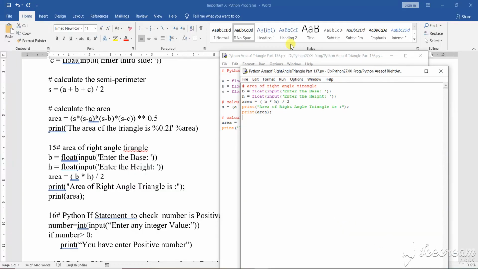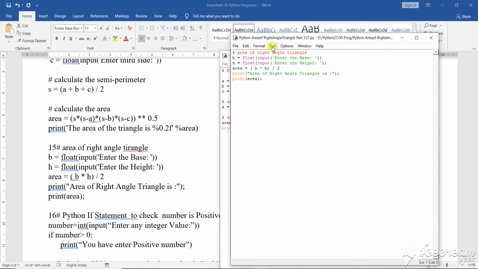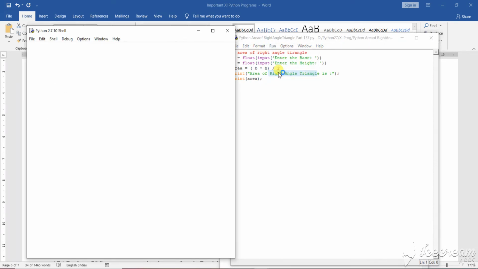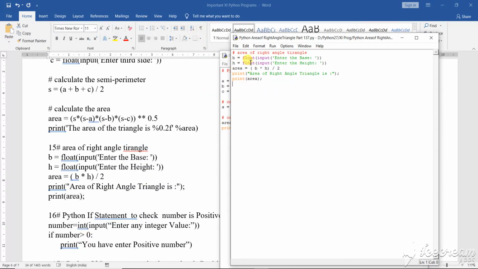Now see here, this right angle triangle. Now if you run this particular thing, what is going to happen? It will ask you for the value: enter the base. Suppose the base I am giving is 6. Okay, the height I am giving, suppose, 12. So the right angle triangle area is 36.0. Why 36.0? Because it has been taken as a float. Okay, the value has been taken as a float, therefore it has been shown as a float.